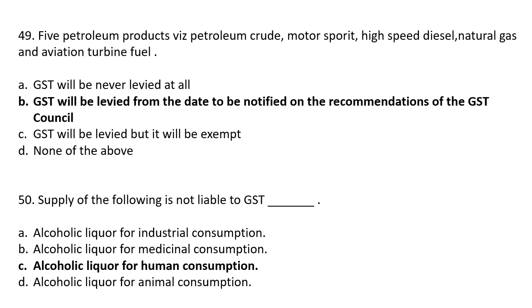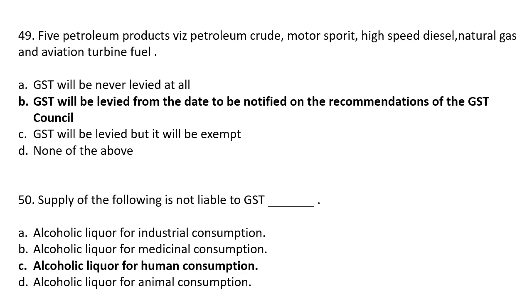For the five petroleum products: petroleum crude, motor spirit, high-speed diesel, natural gas and aviation turbine fuel, option A, GST will never be levied at all. Option B, GST will be levied from the date notified on the recommendation of the GST Council. Option C, GST will be levied but it will be exempt. Option D, none of the above. The correct answer here is option B, GST will be levied from the date to be notified on the recommendation of the GST Council.